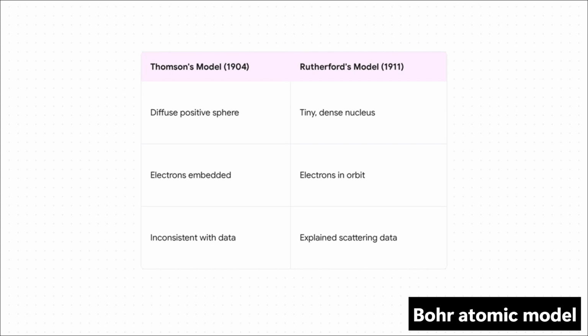Thomson imagined the atom as a sphere of positive goo with electrons just kind of stuck in it, like plums in a pudding. But Rutherford's famous gold foil experiment showed that was impossible. He proved the positive charge was packed into a tiny, dense nucleus, with electrons orbiting way out in the distance. It was a massive step forward, but funny enough, it created an even bigger problem.